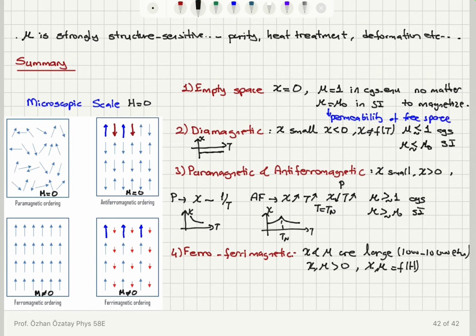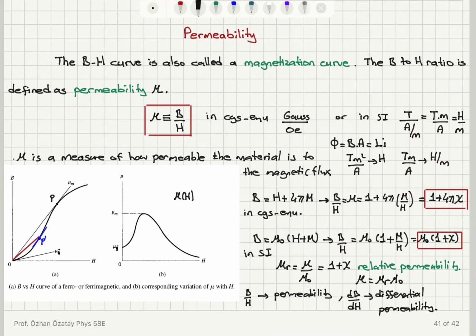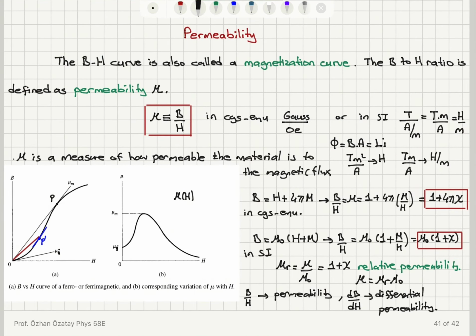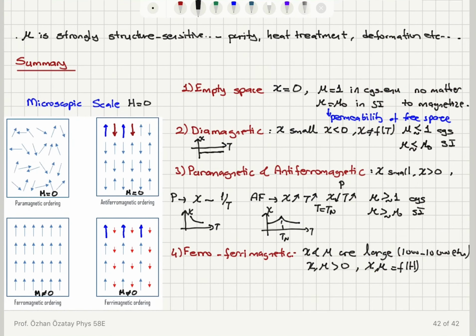Now, for diamagnetic materials, chi is small negative. It is not temperature dependent. The corresponding value for mu, 1 plus 4 pi something small negative, will give us something less than 1. So you will be subtracting a small number from 1, or subtracting a small number from 1 also in SI, so that will end up giving you something less than mu 0.